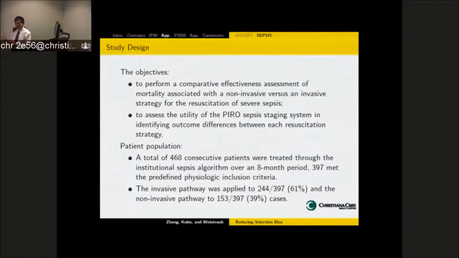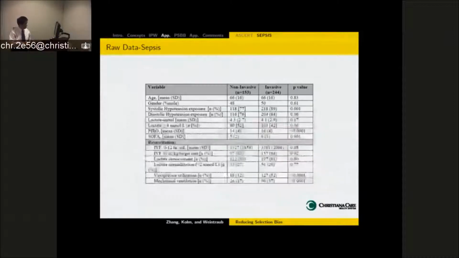Compared to ACCEL, in this study, our sample size was comparatively small. Originally we had 468 patients, and after applying some criteria, we only have about 397 patients. Among those, 61% of patients were in the invasive pathway, and about 40% of patients in the non-invasive pathway. Different from the balanced situation in ACCEL, we can see that in our sepsis study, for the baseline covariates, some are already balanced, and some covariates are not balanced.